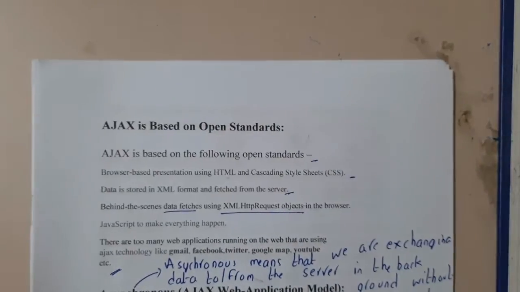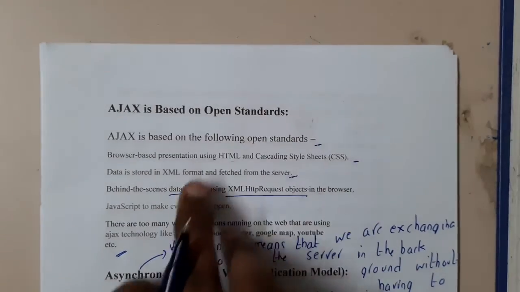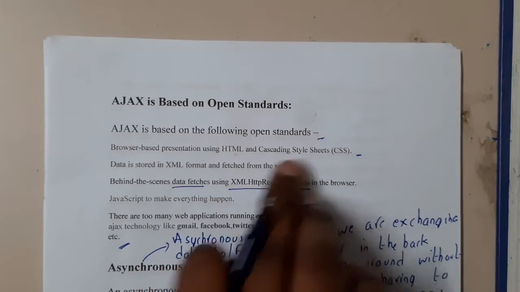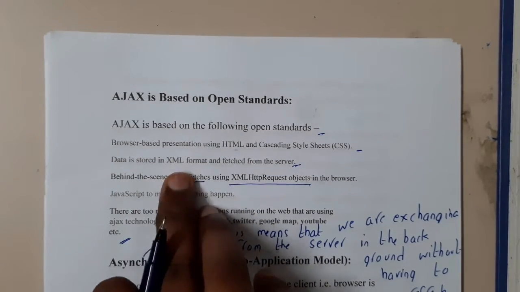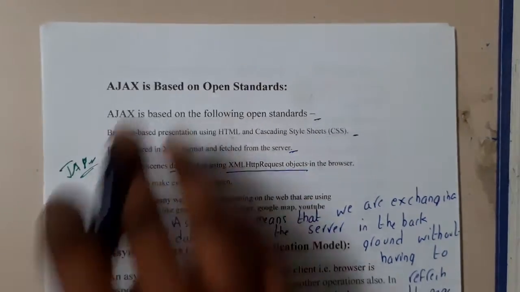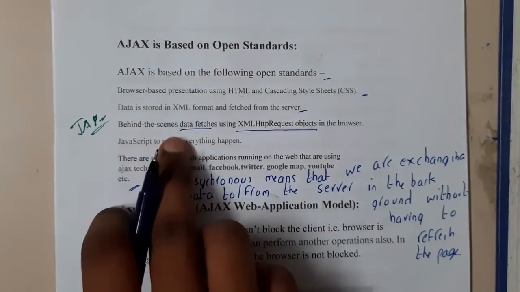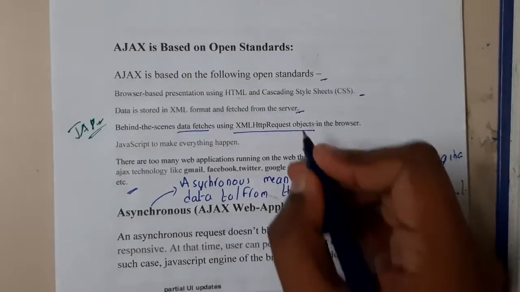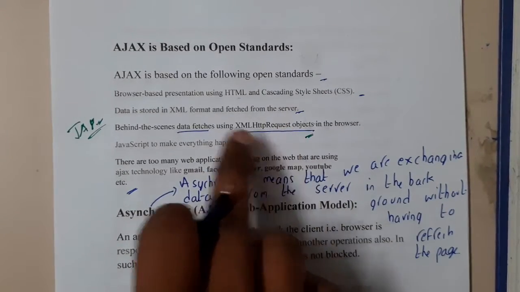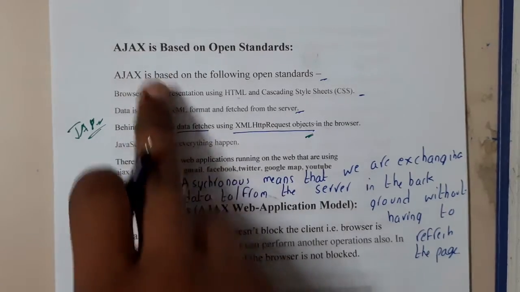Okay, so what is AJAX based on? AJAX is based on the browser presentation using HTML and CSS, data storage using XML and JSON also, guys. You need to include JSON also because that's also a popular way to store the data. Okay, behind the scenes fetching the data, you should remember, guys, because this is a new thing for us. So the XMLHttpRequest object will be used to fetch the data using AJAX, guys.